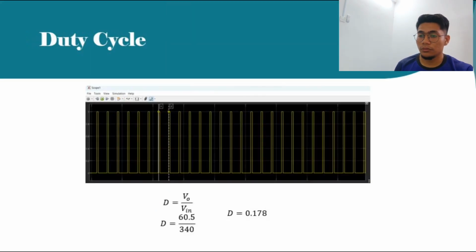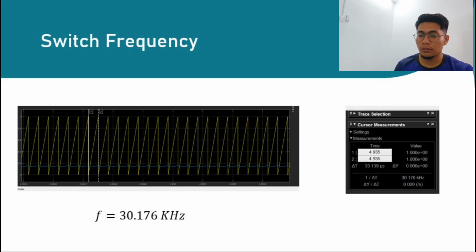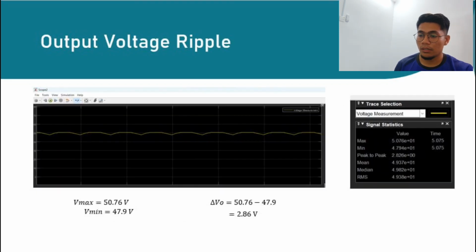For the duty cycle, we get 0.178. For the switching frequency, we get 30.176 kHz. And for the output voltage ripple, we get 2.86 volt.